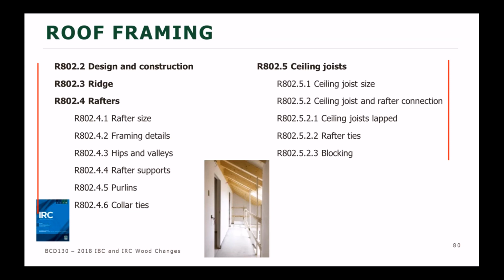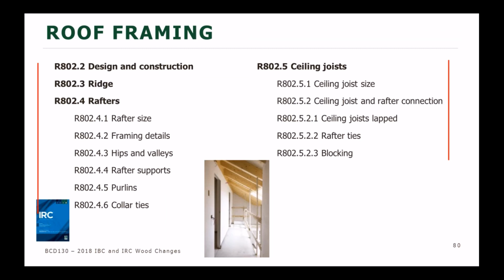The next section is now addressing rafters. So we have a subsection of rafter size, of framing details, of information on hips and valleys, on the rafter supports, on purlins, and then on collar ties. And so that information has been pulled from many different sections and all put together.